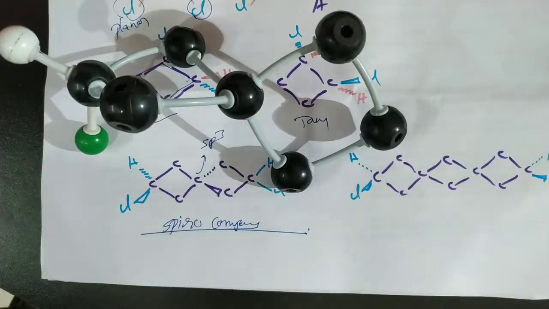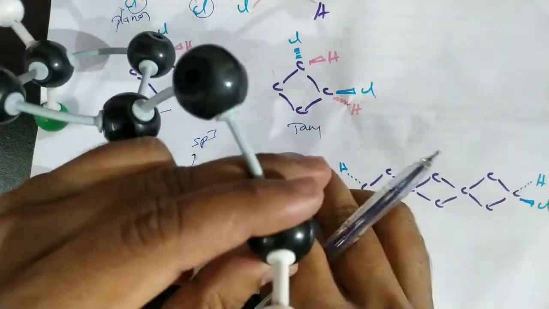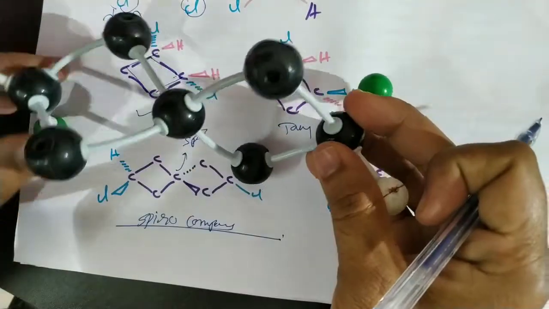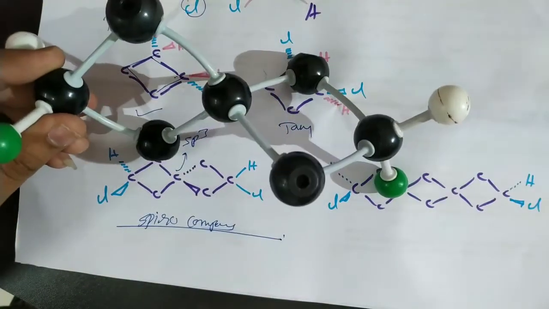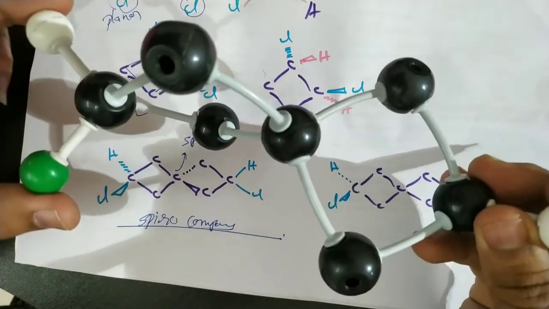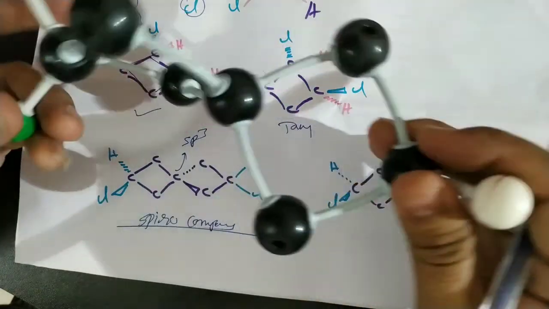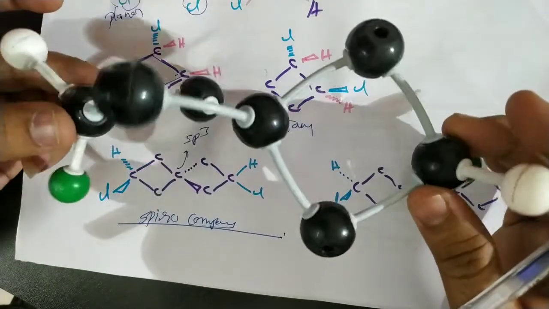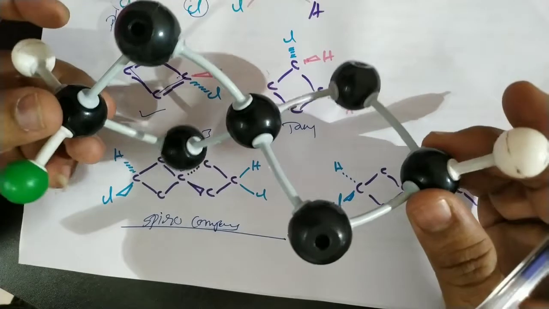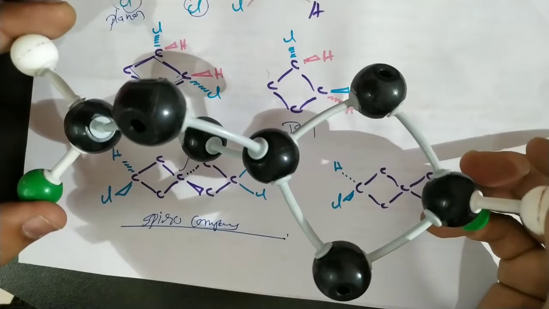Now here, the two rings are perpendicular to each other. So in this case one group is above the plane, one group is below the plane. Here these two are on the same plane, so we cannot say similar groups are on the same side or opposite side. So this system is not suitable to exhibit geometrical isomerism, because these atoms are perpendicular to each other, and are not on the same plane.